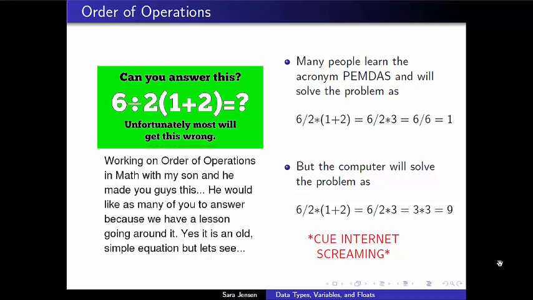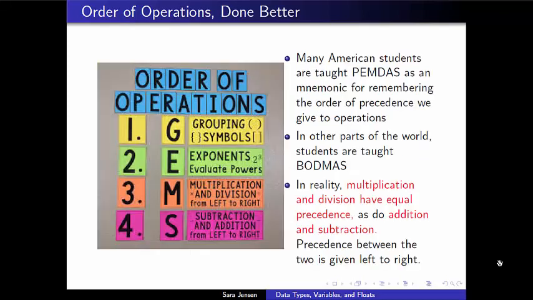So what is going on here? Well, although PEMDAS is the acronym that's very frequently taught in American schools, in other parts of the world, students are taught an acronym called BODMAS, standing for brackets, of, like taking the square root of, division, multiplication, addition, subtraction. The reason I bring it up is to emphasize that there's room for some sort of debate or there's some type of miscommunication going on. The reality of the situation is that if I were going to put an acronym on this at all, I really like this acronym of GEMS.